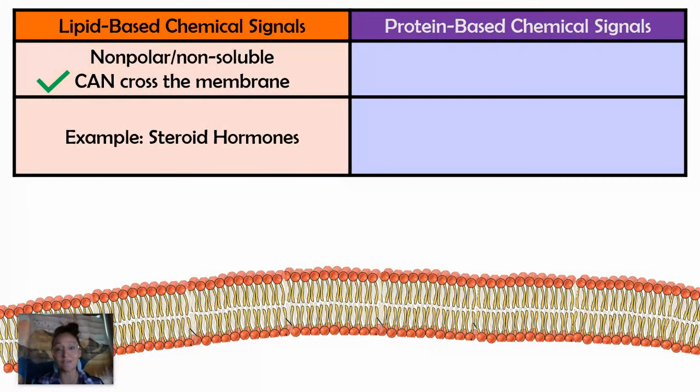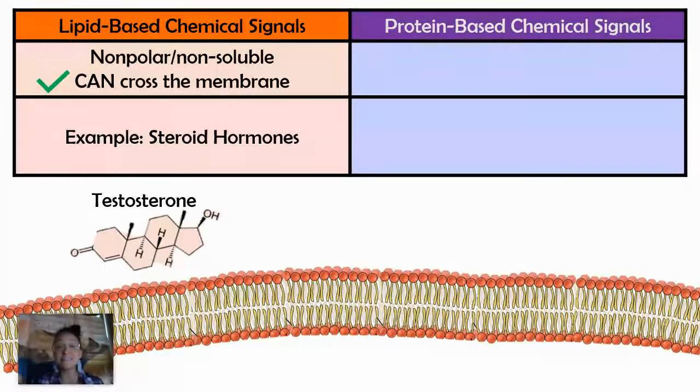So examples of chemical signals that we will see that are lipid based are our steroid hormones, like testosterone or estrogen or progesterone. Here, let's look at testosterone. This is a sterol. If you remember, lipids have three categories: triglycerides, phospholipids, and sterols. Testosterone was actually created from cholesterol. Cholesterol was the precursor, or the building block, to build testosterone. So testosterone is lipid based.